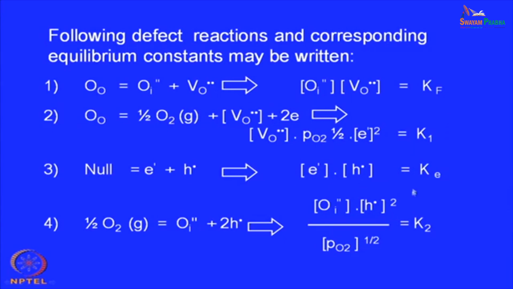So, there are 4 equilibrium constants corresponding to 4 different reactions: Kf, K1, Ke and K2. Okay, K1 and K2, one will happen only at a very high oxygen partial pressure, K1 will have a very low partial pressure oxygen, and this will continue to happen whenever there are electrons and holes, and this is just an ionic compensation. Okay. This is an ionic compensation, this is an electronic compensation, and then these are happening at 2 different partial pressure ranges.